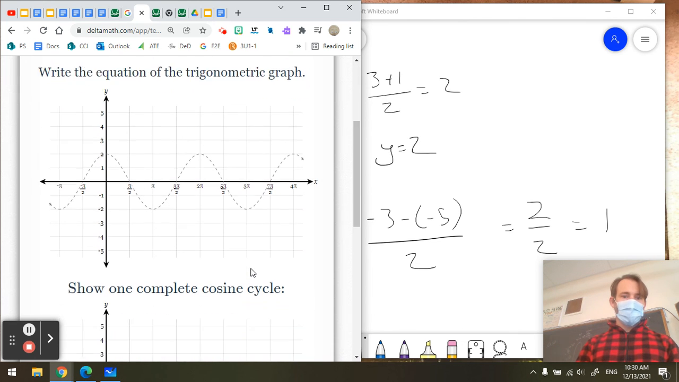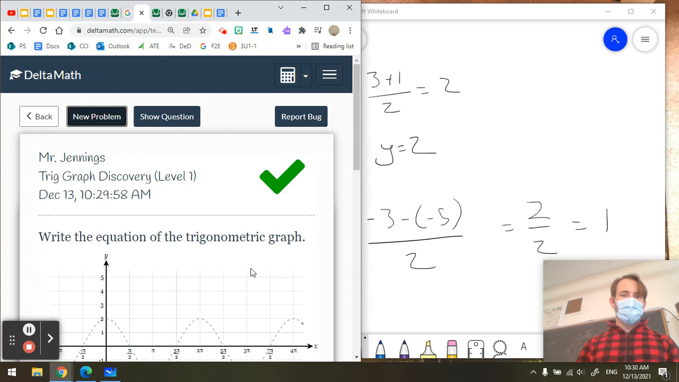So I want to write the equation for this trigonometric graph. It shows you how to do that.